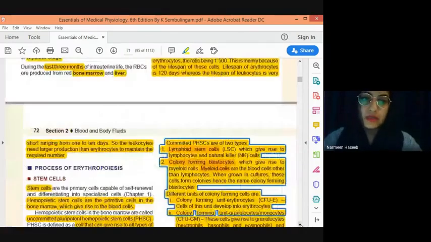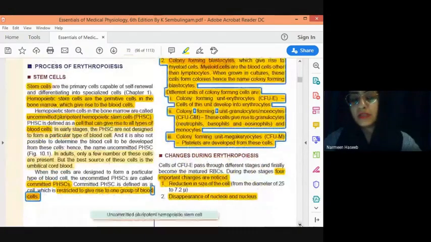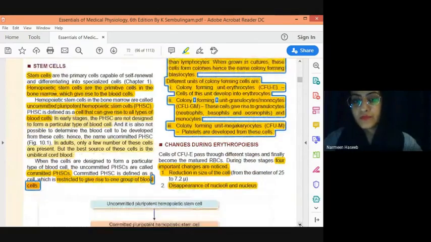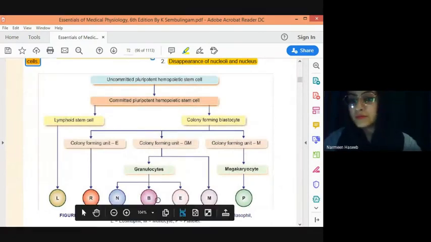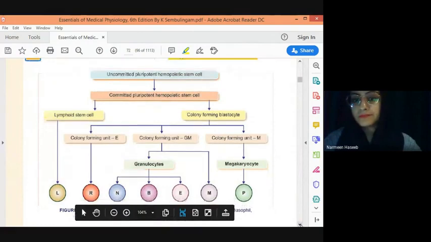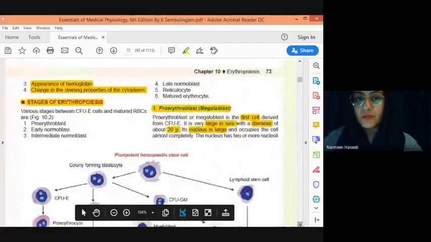Then we moved towards the process of erythropoiesis, for which first we learned about the stem cells. You really need to learn this flowchart: uncommitted pluripotent hemopoietic stem cells converting into committed pluripotent hemopoietic stem cells, and further onwards. Then the basic stages of erythropoiesis.